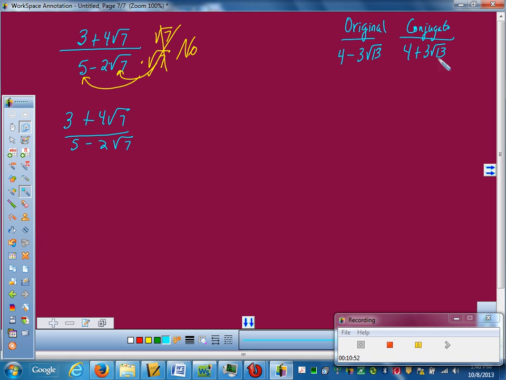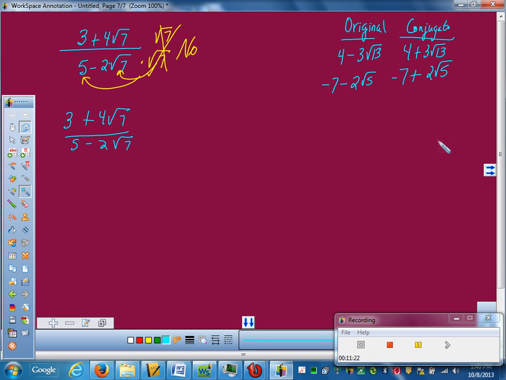Because a lot of times I get this. If people have, say, negative 7 minus 2 square root of 5, when they go to do the conjugate, they want to go, oh, well, I don't want the negative, and they'll leave it off. But in reality, that front number stays the same. It's only the sign in between the two that changes. So your conjugate would be negative 7 plus 2 square root of 5. So if the number in front's negative, it stays negative.